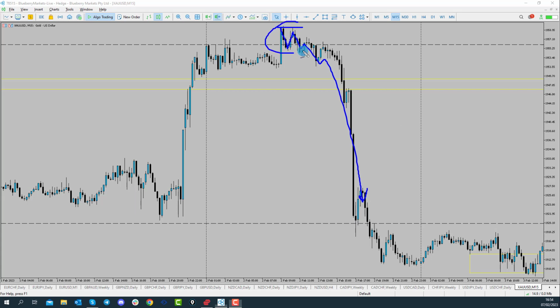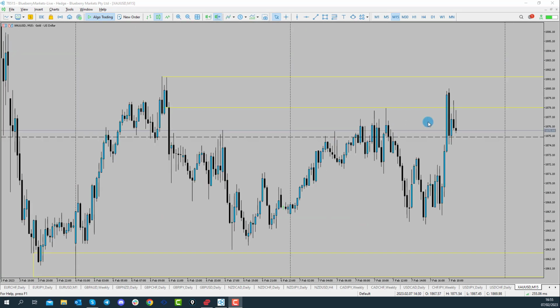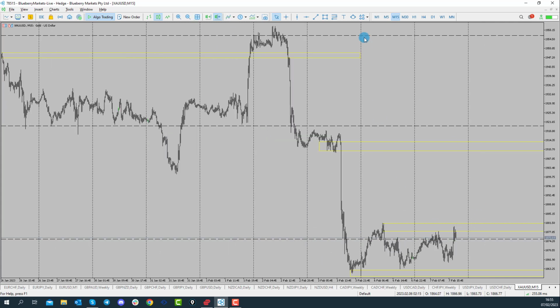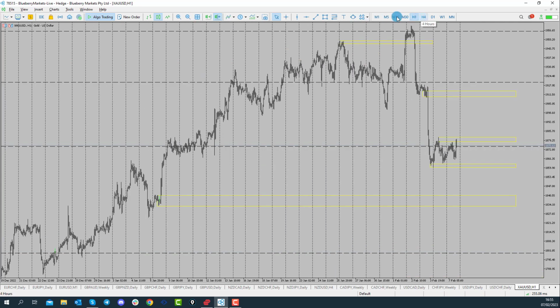So that's what I would be looking for, something like that, or the opposite obviously on the other side of things, if we were to see price trade through this area of resistance. But at the moment, price is trading within this range. I'll be looking for price to break out of this consolidation before heading back to the upside.